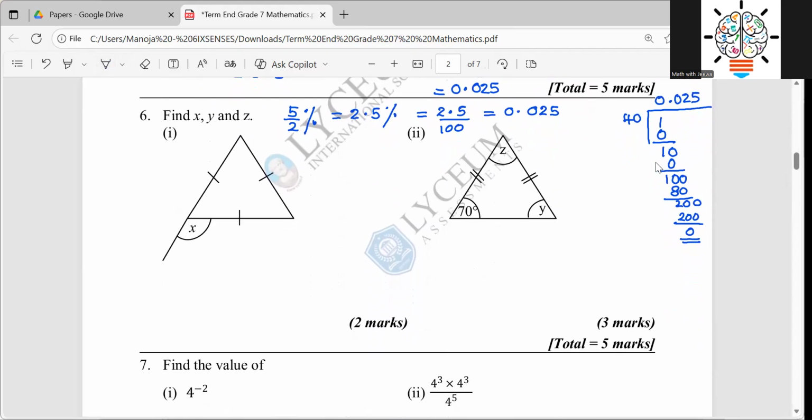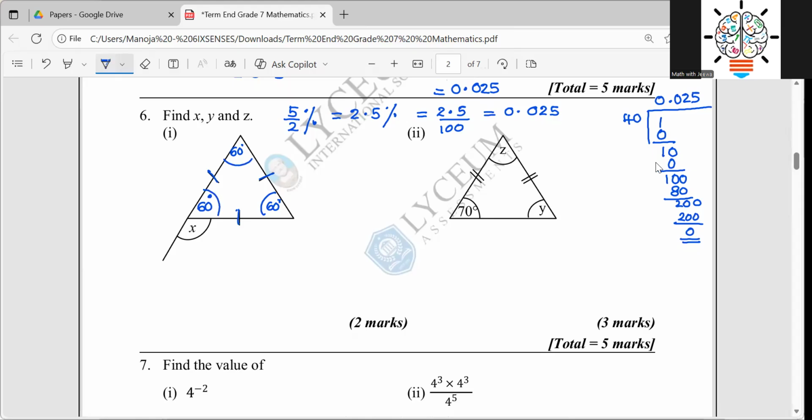You want to find the XYZ. Here they have given a good indication. So this is an equilateral triangle. In an equilateral triangle, children, all the 3 sides are equal and all the 3 angles are equal. Each angle is 60 degrees, right? Each angle is 60 degrees.